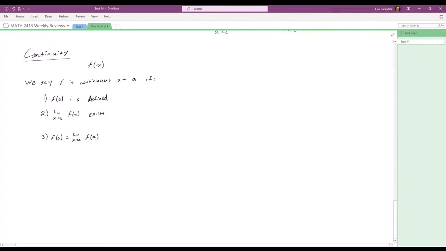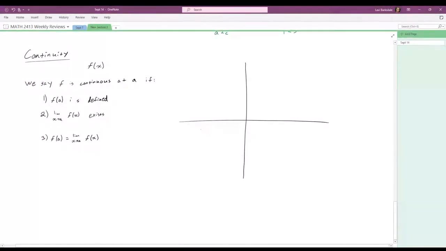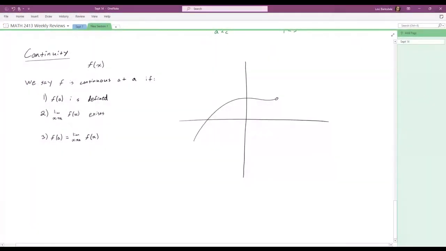So let's go over a few different situations in which maybe these things aren't true versus when maybe they are. I'll go ahead and draw a coordinate plane. And let's say we have a function like this, just a function with a hole in it. Well, we know that functions with holes in them shouldn't be continuous, right?